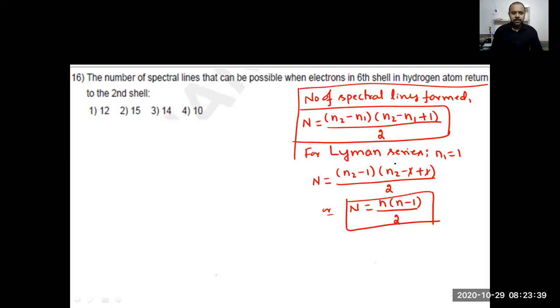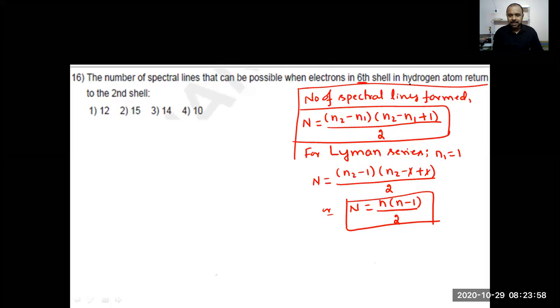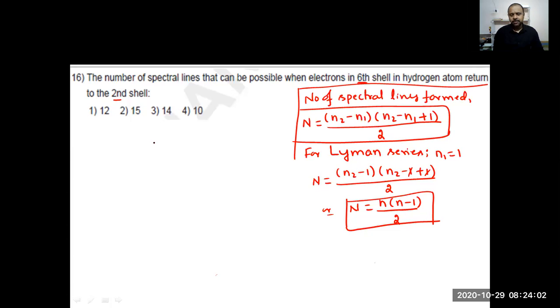After writing down this, let us come back to this question. Answer has been given already correctly. Option 4. The number of spectral lines that can be possible when electron in 6th shell, so N2 is 6, in hydrogen atom returns to second shell. N1 is 2.